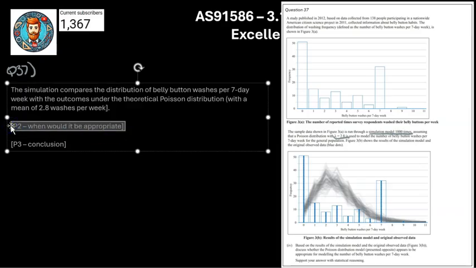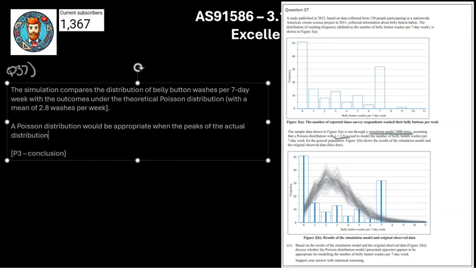Okay, so a percent distribution would be appropriate when the peaks of the actual distribution sit within the grey band, slash grey clouds. This is what I like to call them. So that's when it would be appropriate. Let's now talk about what we're seeing, if the simulation and the actual data backs that up. And in this case, it clearly does not.